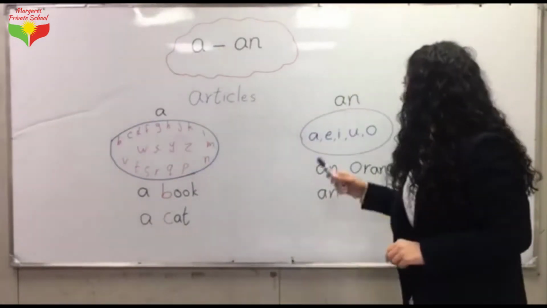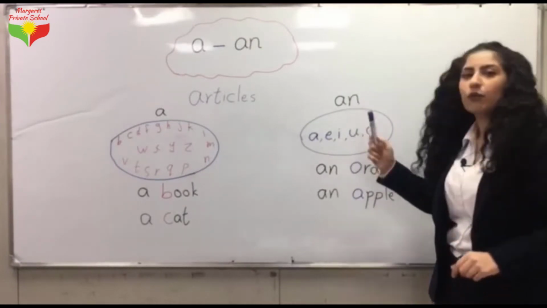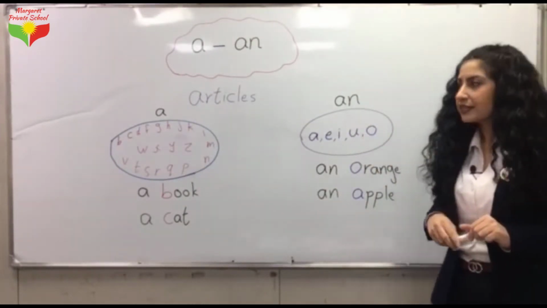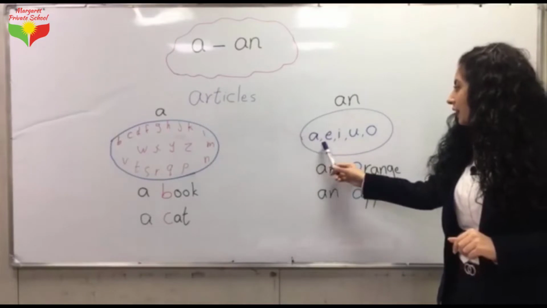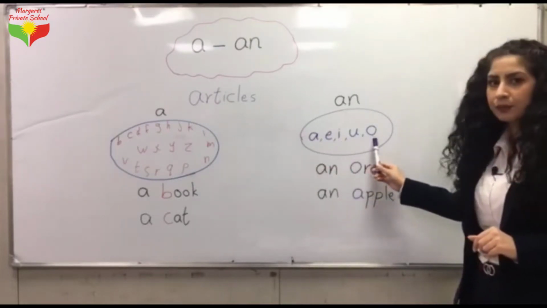Now look at here. We use an with those nouns that start with A, E, I, U, O.